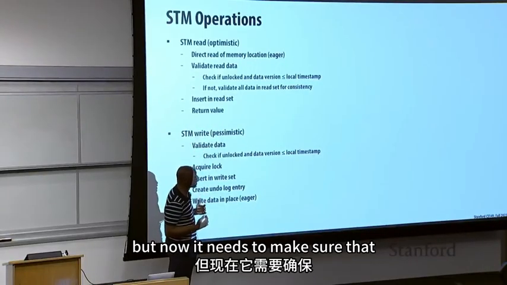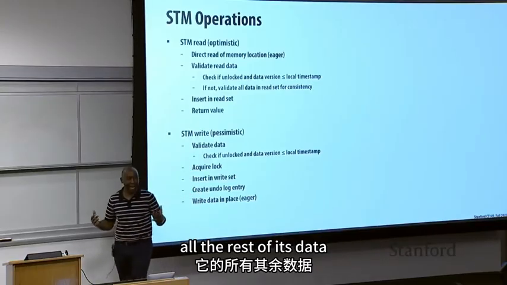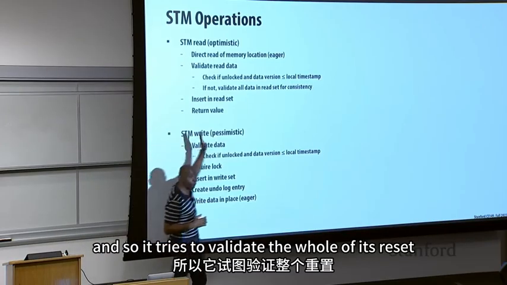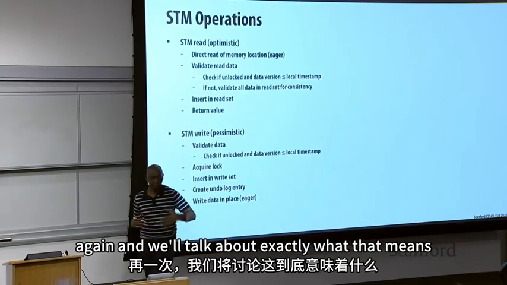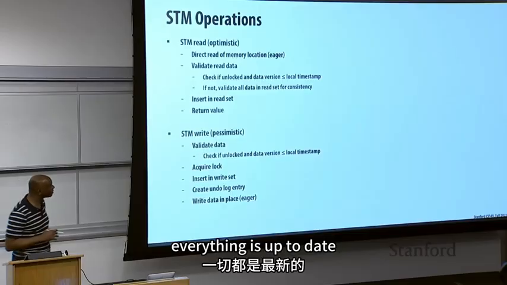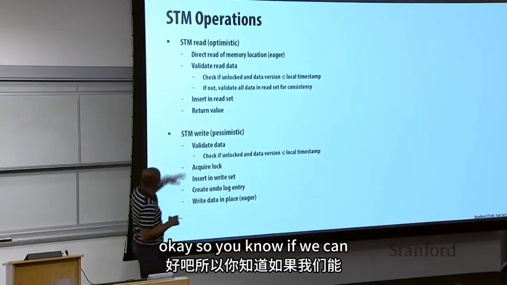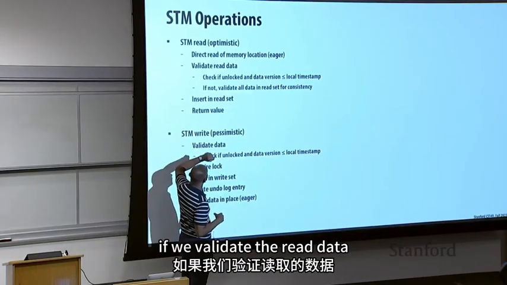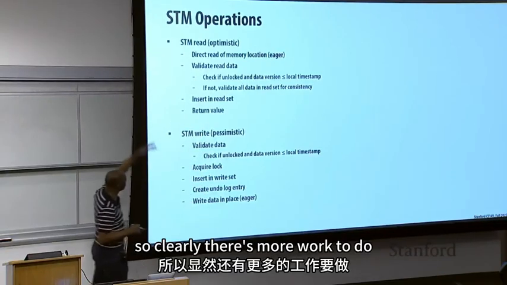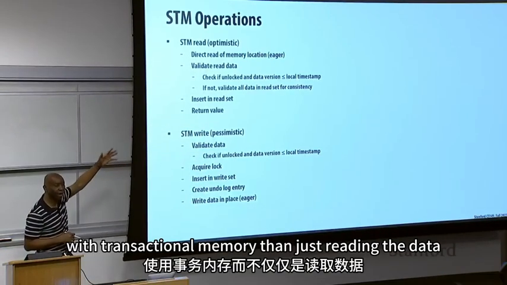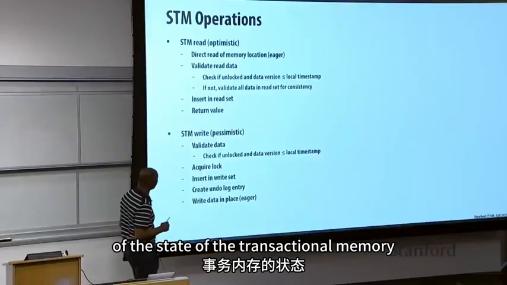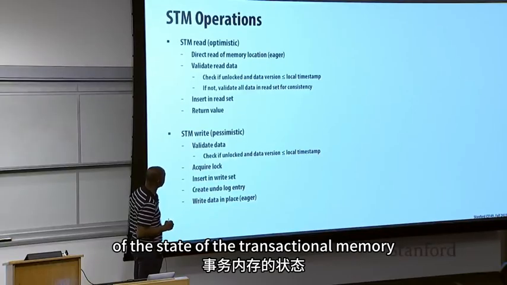But now it needs to make sure that all the rest of its data is actually good. And so it tries to validate the whole of its read set again. And we'll talk about exactly what that means. But it just wants to make sure that everything is up to date. Okay, so if we validated the read data, then we can insert it in the read set and return the value, right? So clearly there's more work to do with transactional memory than just reading the data. You need to keep track of the state of the transactional memory.